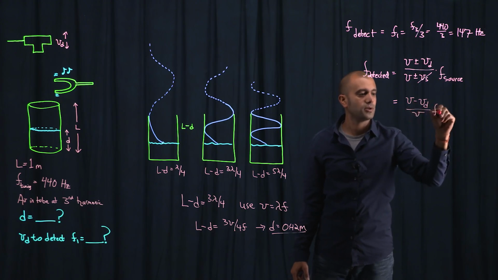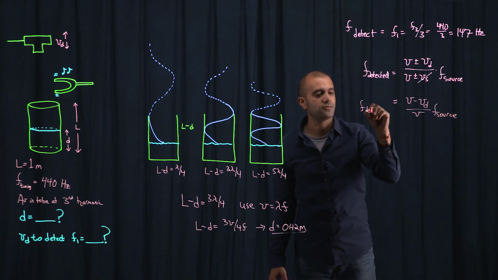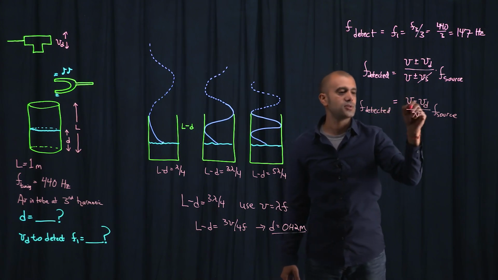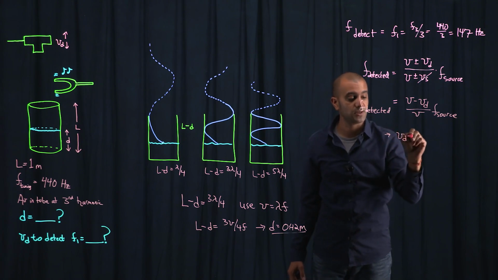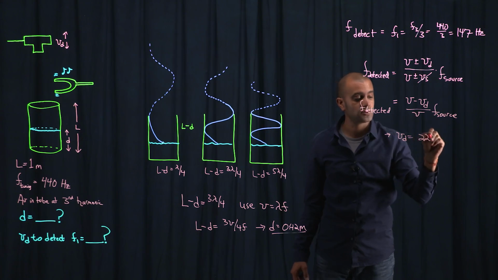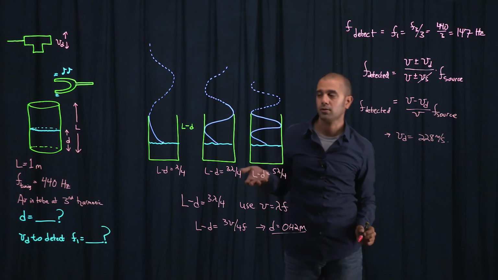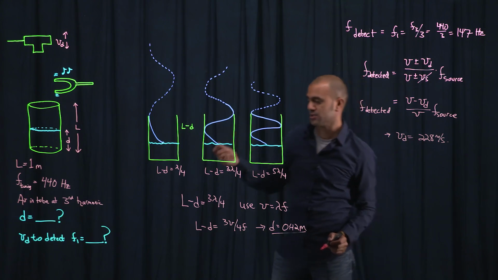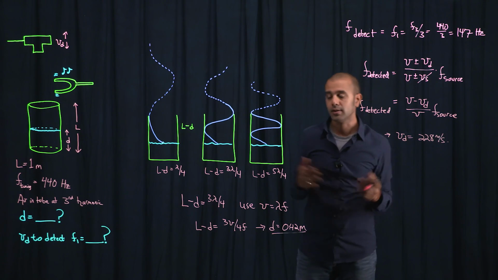Plugging that in, we get the following formula. And here we know everything except for v sub d. 147, v is 343, and the source is 440. So you can solve to get that the detector speed has to be 228 meters per second. So it actually has to be moving at quite a fast speed to detect a frequency that is much less than the emitted frequency. All right, and so that's it for this problem.